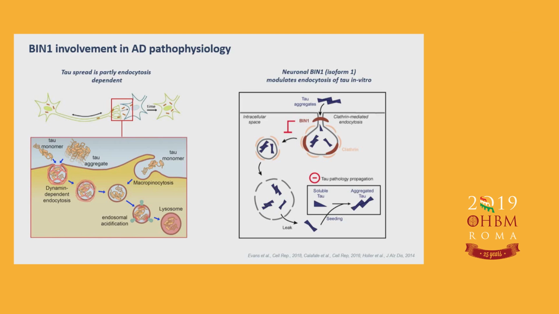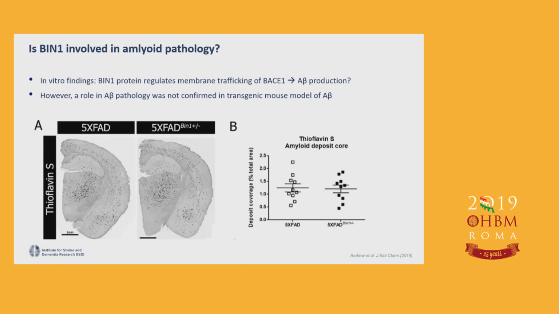So far there was no evidence in humans. How about the relationship between BIN1 and the other major pathology, amyloid? Because BIN1 is implicated in the uptake, so in the endocytosis, and this is important for the uptake of APP into the cell body, where it's actually cleaved by beta secretase. It might also play a role in amyloid generation.